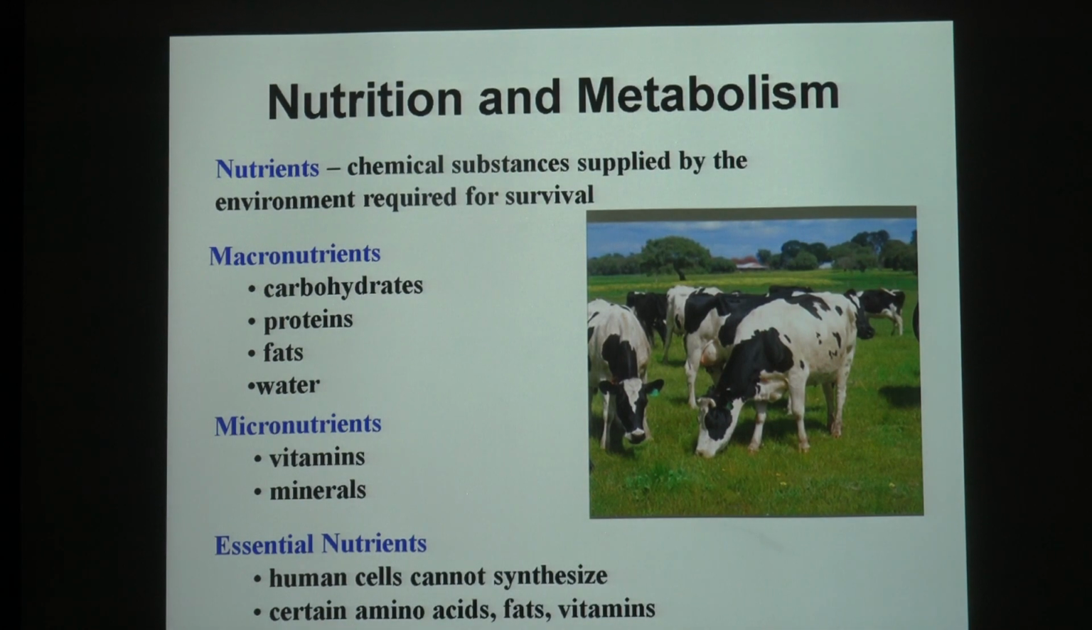First of all, we have to define what nutrients are. Nutrients are those chemicals that are supplied by the environment that help us survive. Okay, it's food. So when we talk about nutrients, they are chemical components that are needed for the body to survive on a daily basis. They fall into two categories. The first one is called a macronutrient, which means we need a lot of them.